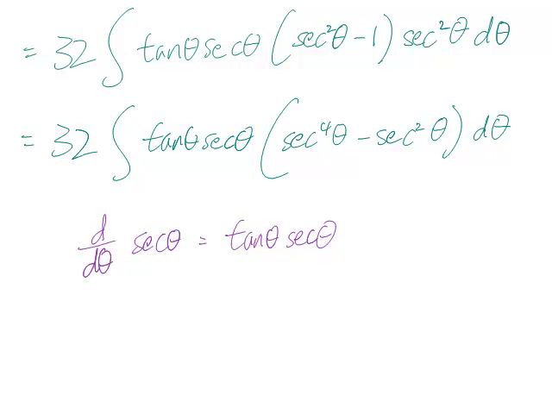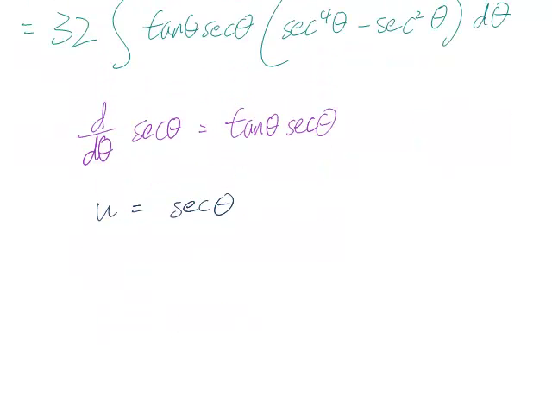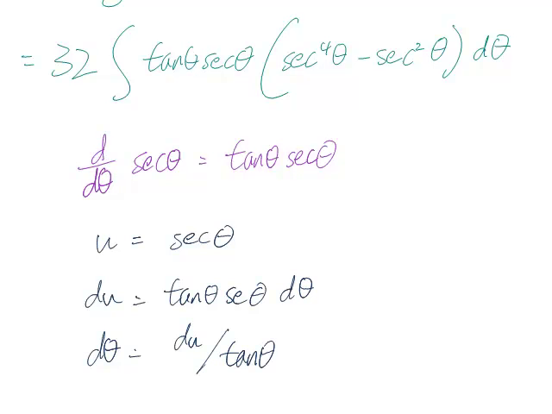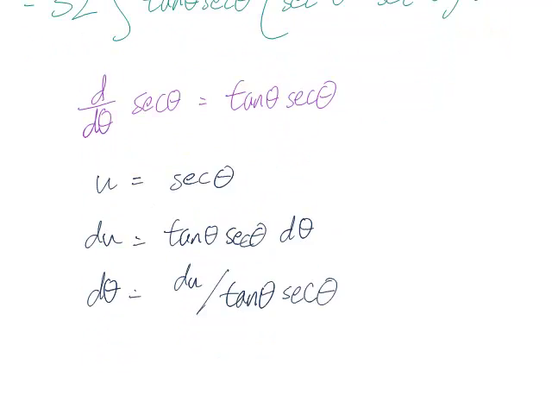I'm going to make the substitution u equals secant theta. And so using the formula we just wrote down, du is tan theta secant theta d theta, or d theta equals du over tan theta secant theta. And conveniently, you can see the tan theta secant theta will cancel out. So let's go back and change the original integral to u. This is tan theta secant theta.